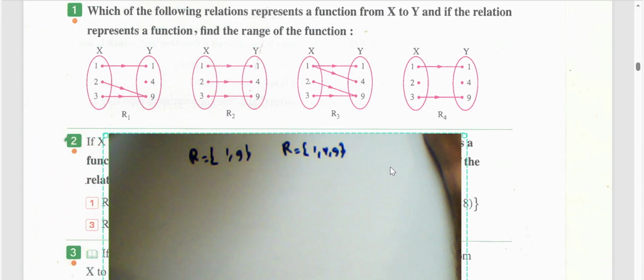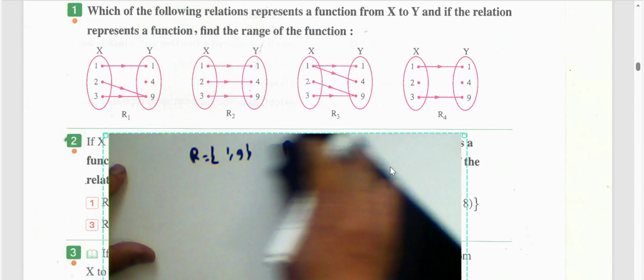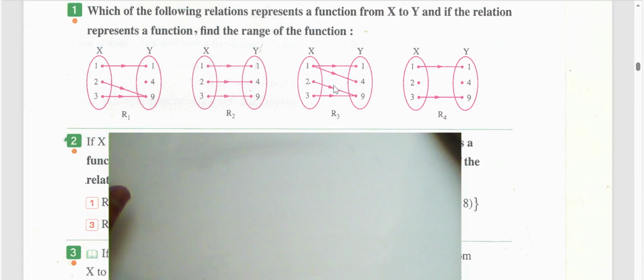Number three is not a function because element 1, which belongs to X, has two images in Y. Number 4 is not a function because element 2 doesn't have any image in Y.